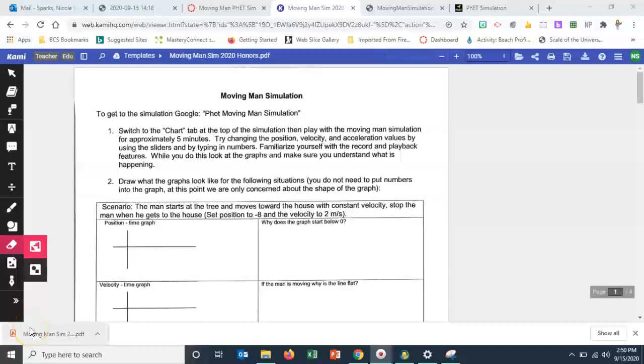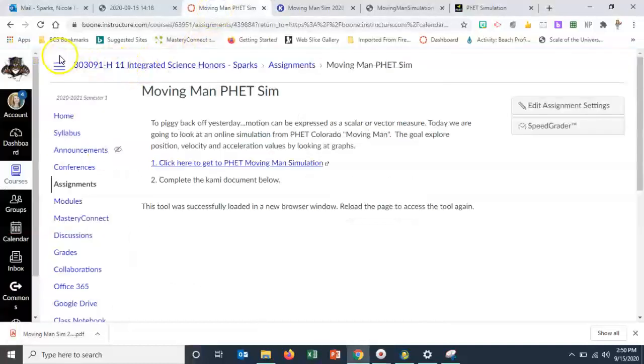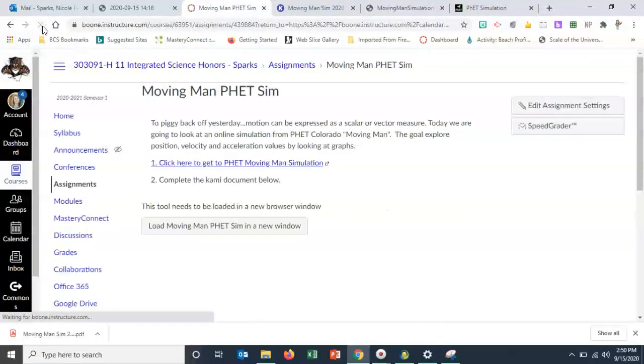Today we are going to be discussing how to use motion maps by using a simulation through PHET, Colorado, with the Moving Man simulation. So in Canvas, you'll see that there is an assignment called Moving Man, PHET, and go through. I kind of just talk a little bit about the idea that we are going to be looking at graphs today of a position graph, a velocity graph, and an acceleration graph.